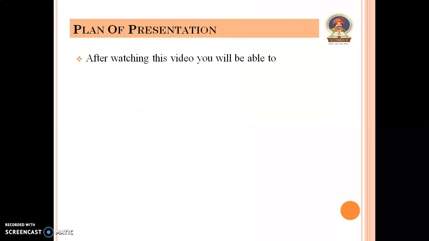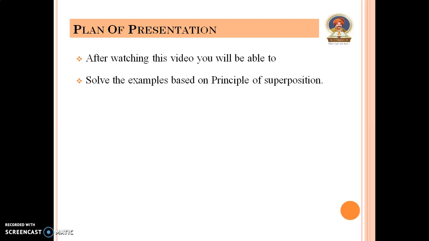After watching this video, you will be able to solve the examples based on principle of superposition having uniform cross-sectional area.